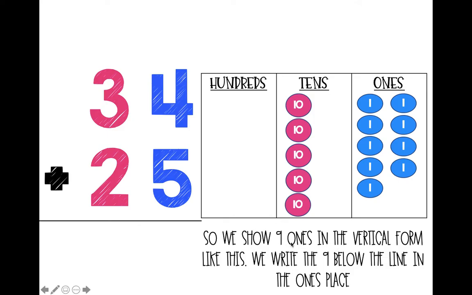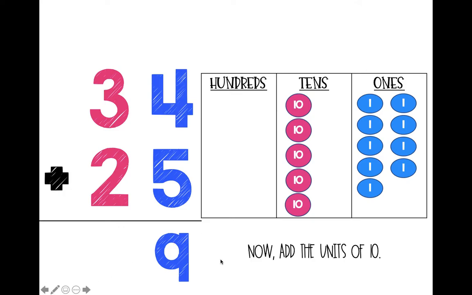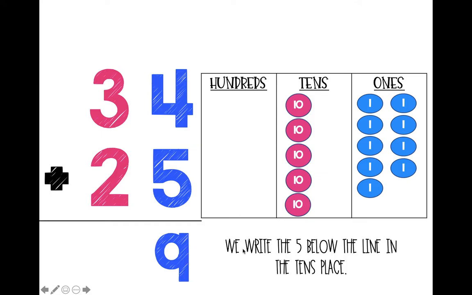No, we didn't have enough ones to make a 10, so we're going to keep it as 9. We'll show our 9 ones in the vertical form like this. We write the 9 below the line in the ones place. Now, let's add our units of 10. Count with me. 10, 20, 30, 40, 50. We have 5 tens, so we'll write the 5 below the line in the tens place. See how I kept my numbers nice and neat and in line with their place value? All of my ones are stacked on top of each other, and all of my tens are stacked on top of each other.